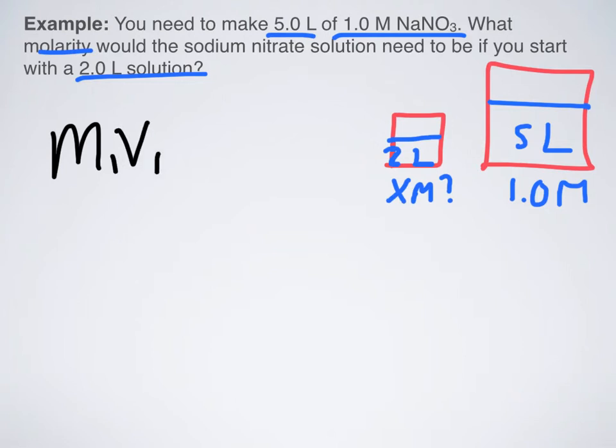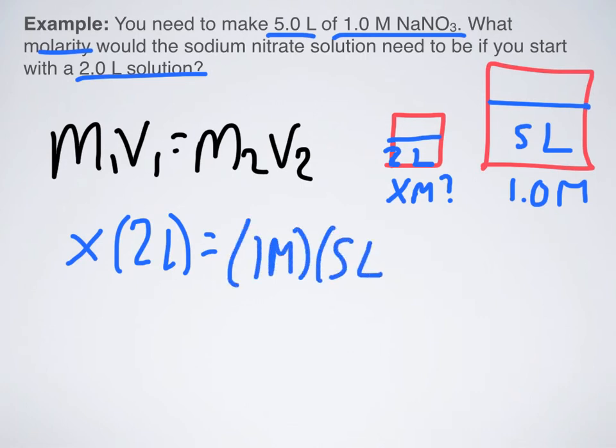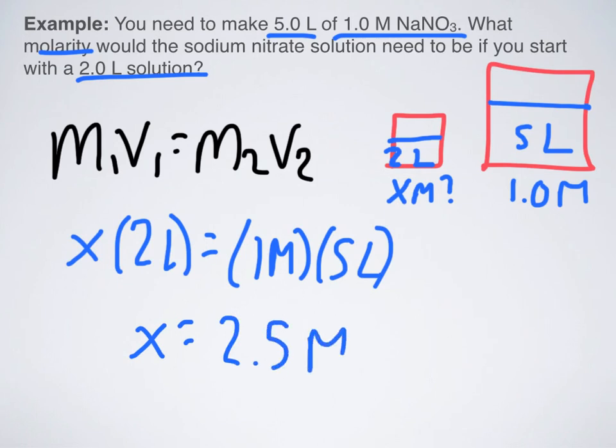Let's write my equation. So this is our molarity equation. All right, next up, let's plug in what we know and what we don't know. Don't know what my starting molarity is. I do know I have 2 liters to start, though. I do know that I have a 1 molar solution and that there are 5 liters of it that I want. So what do we end up doing? Well, when we work that out, we get a 2.5 molar solution.